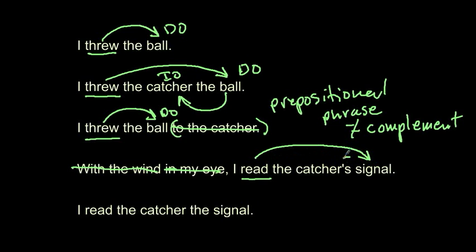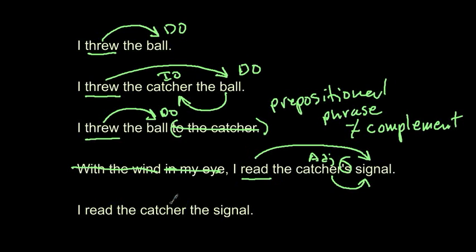But this, because it's modifying signal, right? It's possessing whose signal. Therefore, this is now an adjective. It's acting like an adjective because it is modifying this noun, and that is what adjectives do. If you have something modifying a noun, it therefore makes it an adjective. So this is not an indirect object. Let me give you how it would look if it was an indirect object.